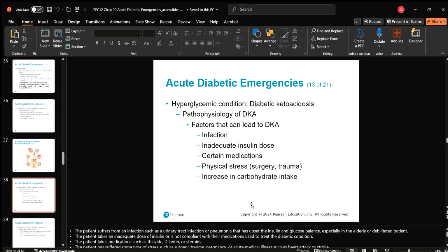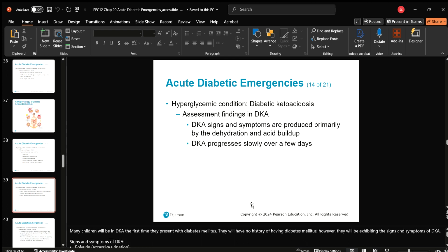Factors that can lead to DKA: infection or sepsis, inadequate insulin dose. Different medications can cause it. Stress, increase in carbohydrates. All right, these are all things. DKA signs and symptoms are produced primarily by the dehydration and acid buildup. So let's say they're also having difficulty breathing. We're going from an aerobic to an anaerobic state. What's a byproduct of the anaerobic state? A buildup of lactic acid.